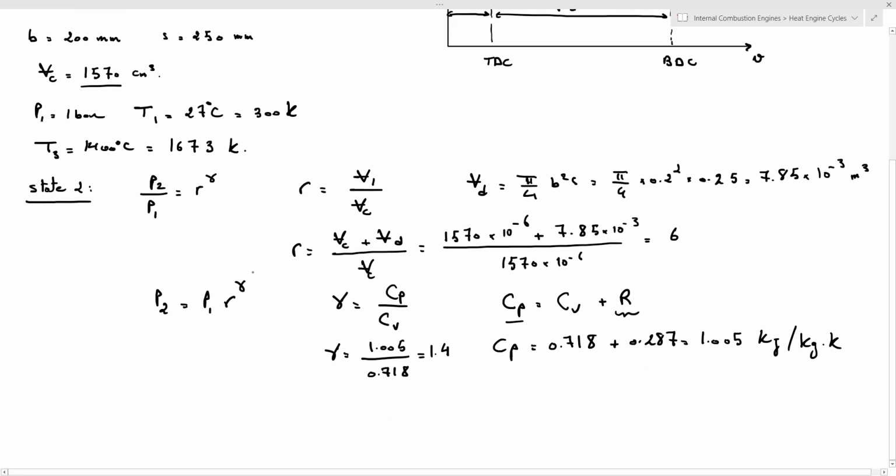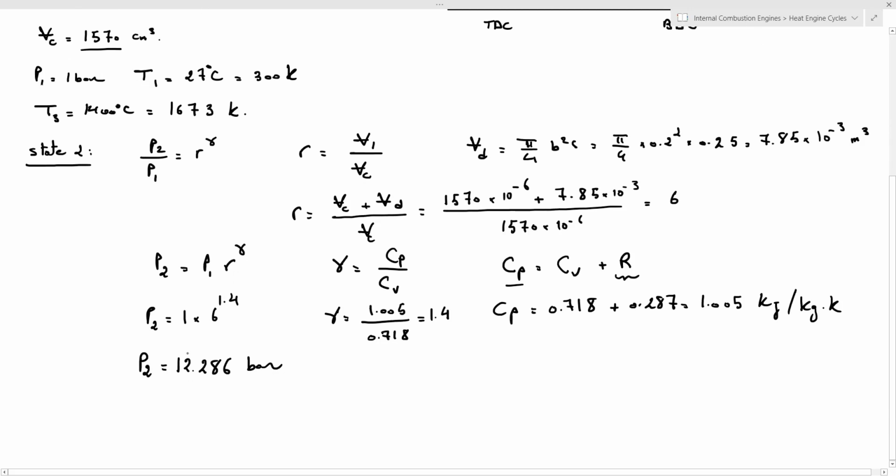So now we know R and gamma, we can calculate the pressure at state 2. So P2 is P1, which is 1 bar times 6 to power 1.4. So P2 in this case will be equal to 12.286 bar.